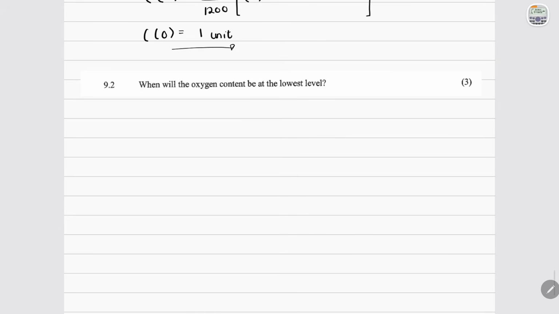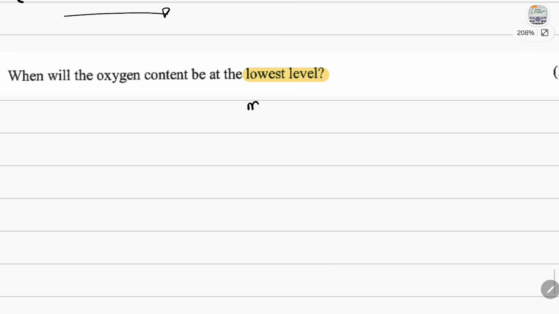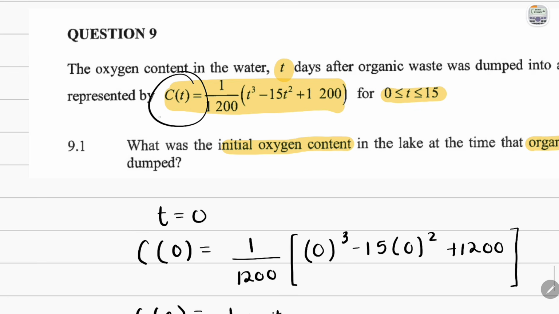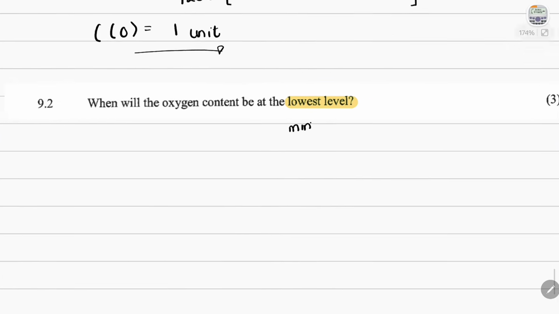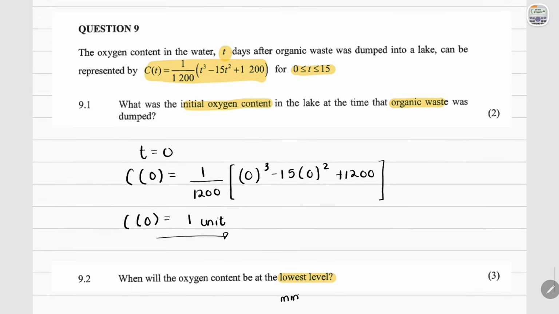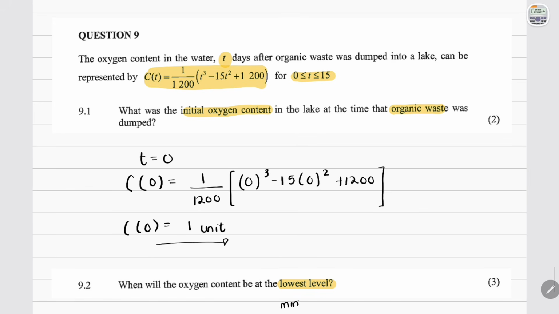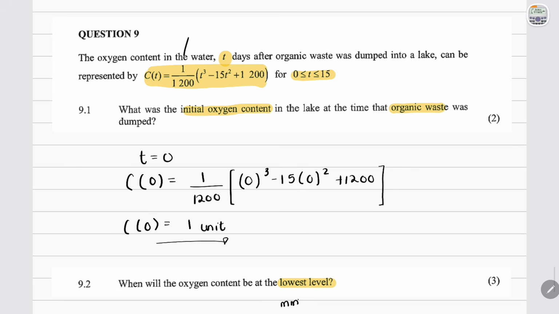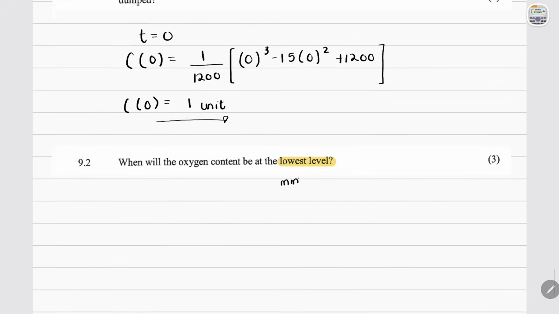Question 9.2 says, when will the oxygen content be at the lowest level? Another word for lowest would be minimum. So we're looking for the minimum value of the oxygen content, this C of T. Okay, so how do you find that minimum value? This is already pointing at derivatives. So we can just look at this equation. It's 1 over 1,200, and if you multiply in, you see this is still a positive number. If you multiply that, you get a positive number.